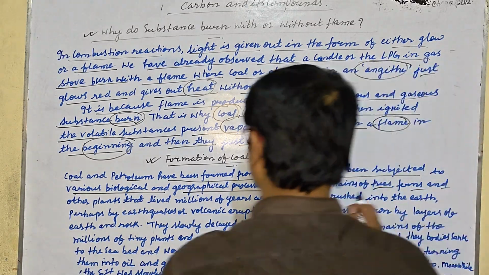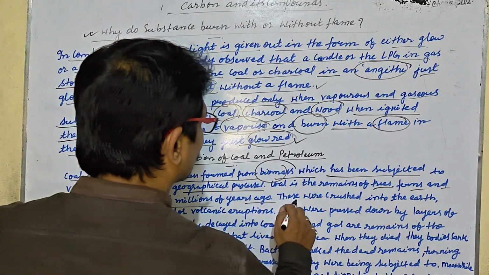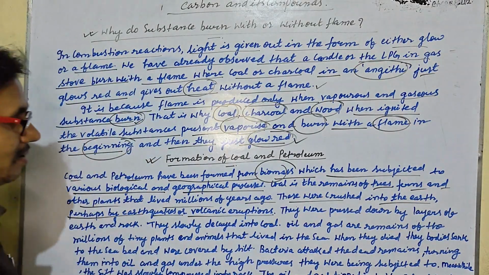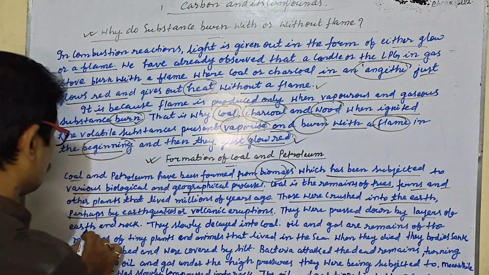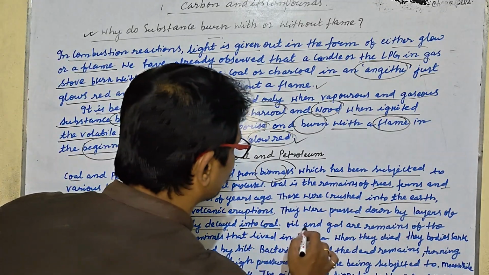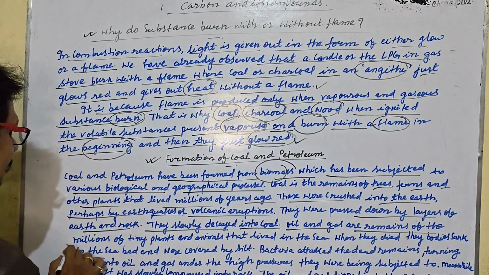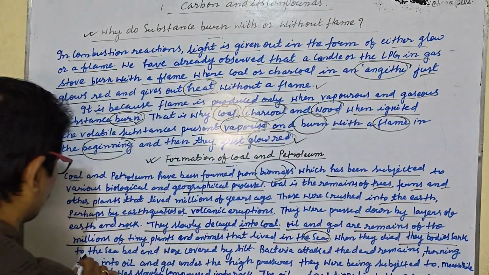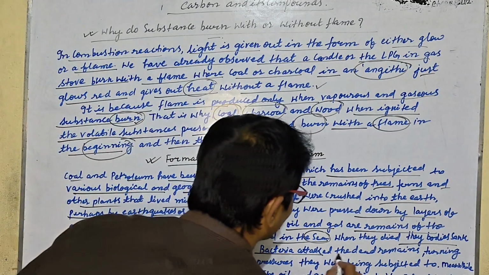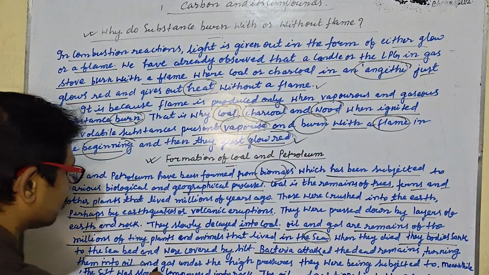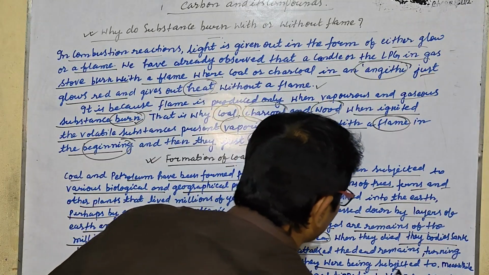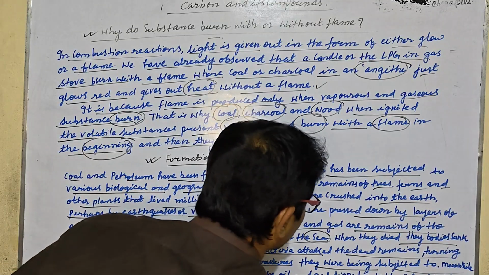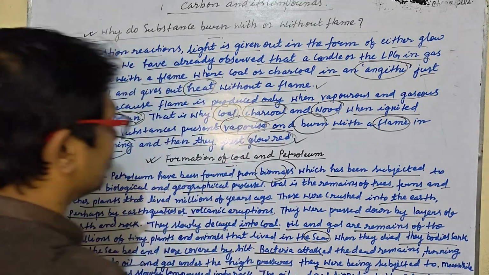Coal is the remains of trees, ferns, and other plants that lived millions of years ago. These were crushed into the earth, perhaps by earthquake or volcanic eruption. They were pressed down by layers of earth and rock, and slowly decayed into coal. Oil and gas are remains of millions of tiny plants and animals that lived in the sea. When they died, their bodies sank to the seabed and were covered by silt. Bacteria attacked the dead remains, turning them into oil and gas under high pressure. Meanwhile, the silt was slowly compressed into rock, and the oil and gas slipped into the porous part of the rock like a sponge.